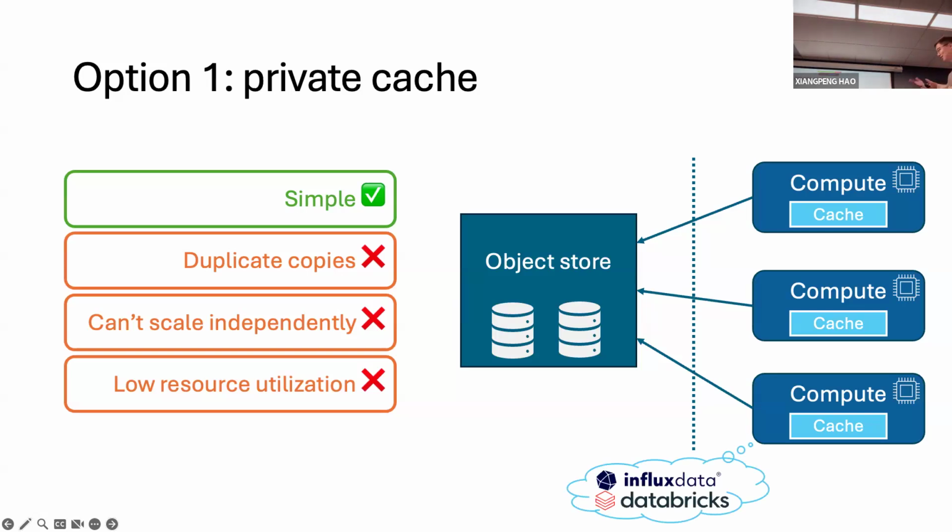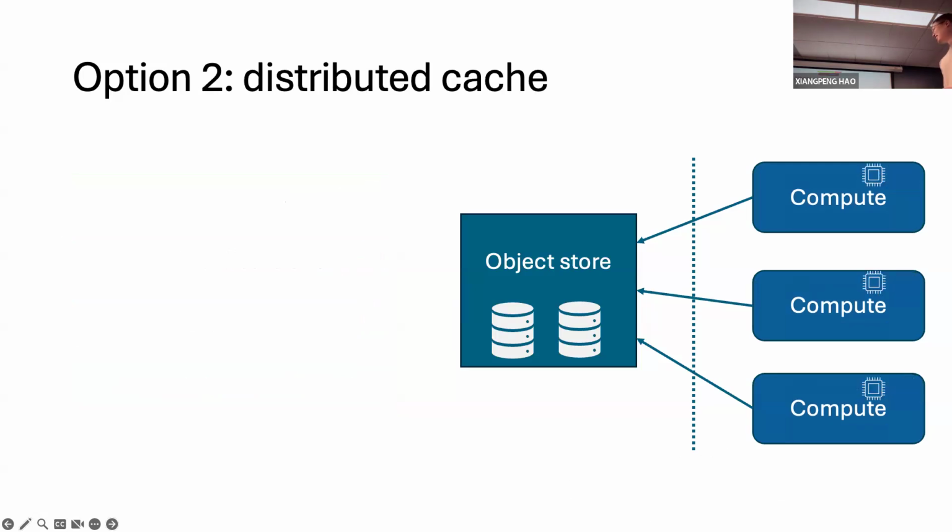But this architecture is very simple. It's very high performance because everything happens in the same node. InfluxData and Databricks both use this approach. And option 2 is distributed cache.